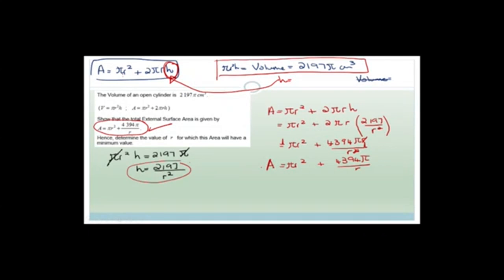There we go. Okay, grade 12s, at this point I'm now going to love and leave you, and I would like to challenge you to use this to find the value for r, which will be a minimum value. Okay, so please try that.